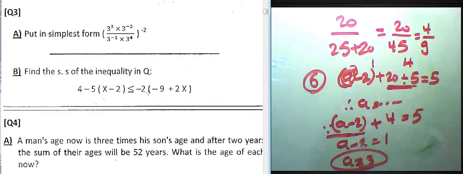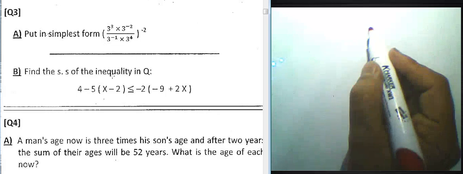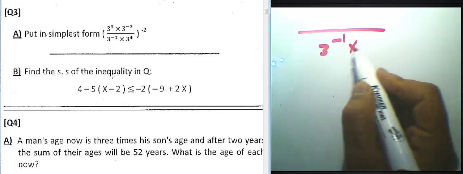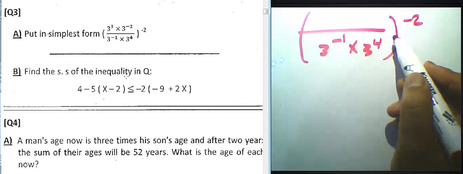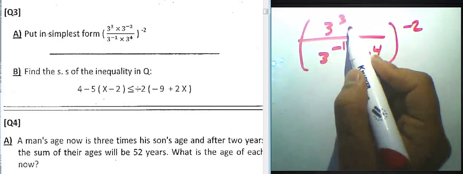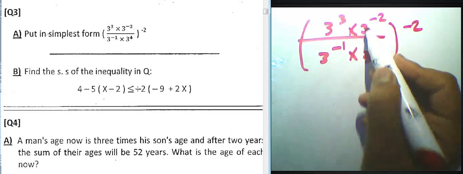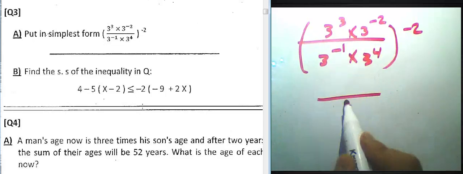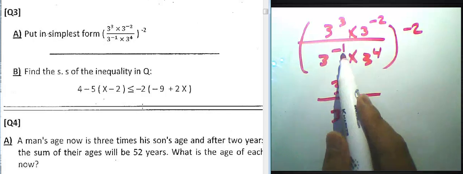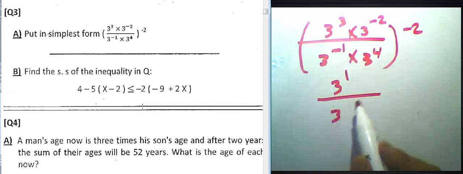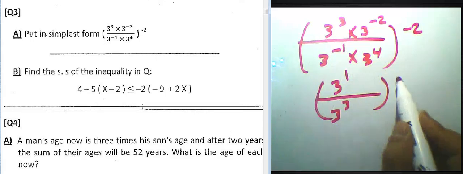Question number 3, in the simplest form: 3 power 3 multiplication 3 power negative 2 over 3 power negative 1, multiplication 3 power 4. In the numerator here we write 3 power 3 times 3 power negative 2. We can find the result in the simplest form: 3 power 3 minus 2 equals 1, and here is 3 power negative 1 multiplication 3 power 4 equals 3 power 3, all power negative 2.